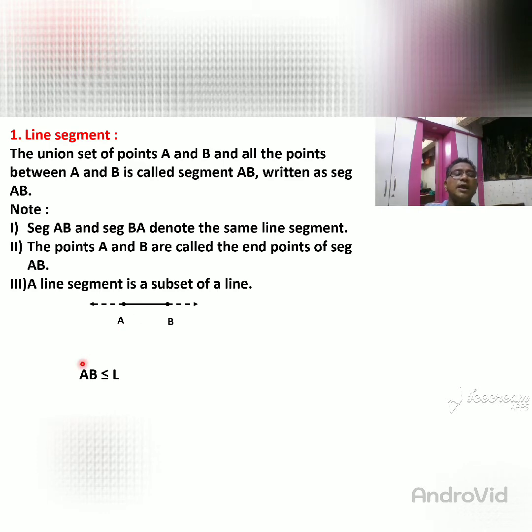Then we are going to learn another thing. Here you write AB is smaller than L. L means this line. AB is smaller than this L, and equal to is not possible here. So AB is smaller than L, and this is the line L, with the name given here.